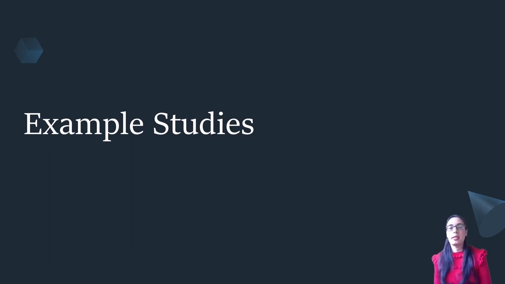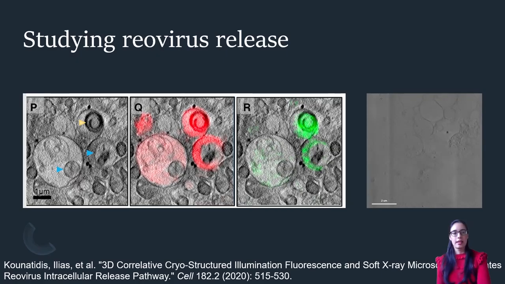So now I'll show you some example studies of what can be achieved with this correlation protocol. This is the same data set after correlation, and it's part of a recently published study from our group on reovirus. Reovirus is an established experimental model for studying viral pathogenesis, and it's also being researched for anti-cancer treatments. However, it wasn't yet known how this virus is able to reach the cytoplasm to start replicating.